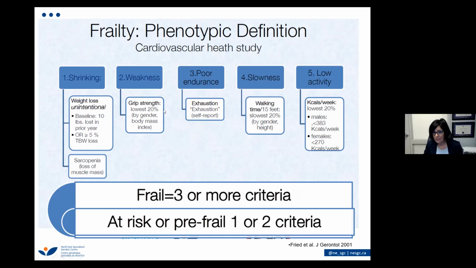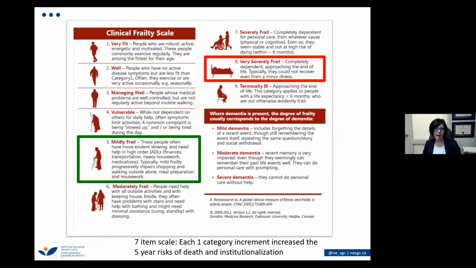Poor endurance is common. People will say, I'm just fatigued. I just don't have the same endurance I used to. And it's not necessarily related to cardiac or lung function. They are slower, as defined by walking speed. And they tend to have social isolation, physical inactivity, tend to just keep to themselves. And so that is a classic phenotypic definition of frailty. And this tends to be seen in most folks who have frailty.